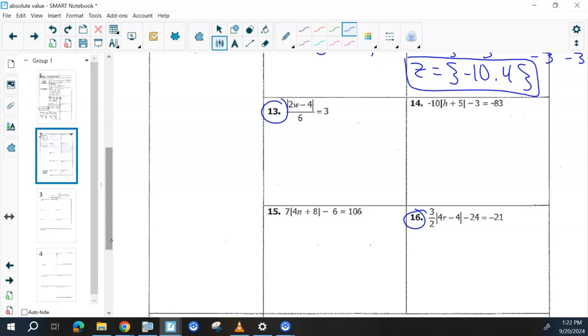Alright, so for 14 and 15, they're very similar to 16, so you should be able to do that based on what we do on 16. For 13, we gotta get rid of the 6. By doing what? Multiplying on both sides, so that those 6's cancel, and we're left with just the absolute value of 2w minus 4 equals 18. What's our next step?